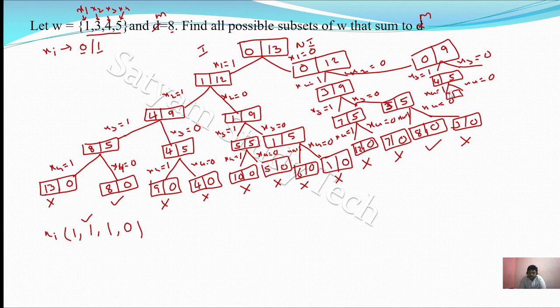5 plus 4, that is 9. So 5 minus 5, that is 0. It is not a solution. So x4 is not included, that means 4, and 5 minus 5, that is 0. It is also not a solution.